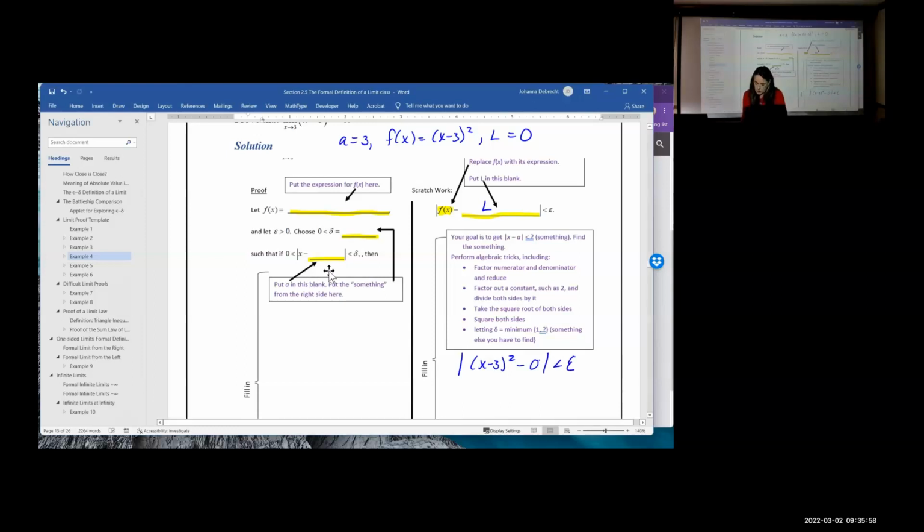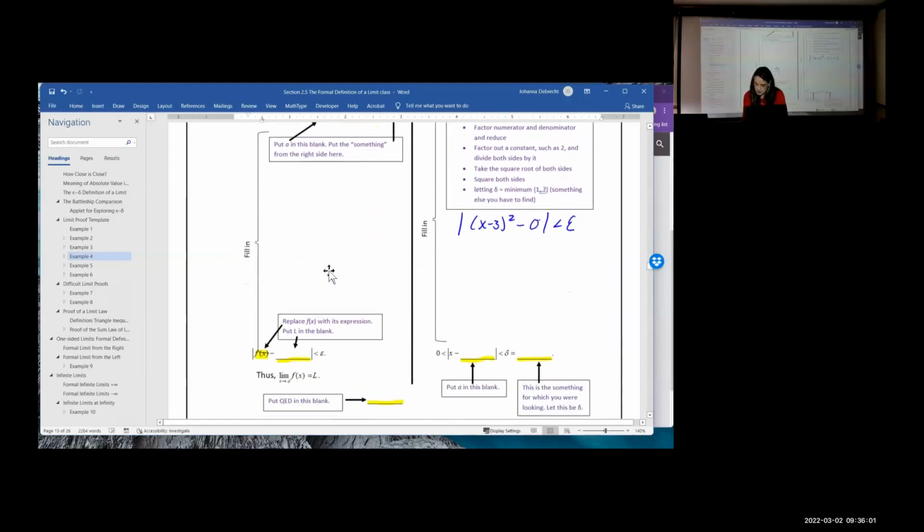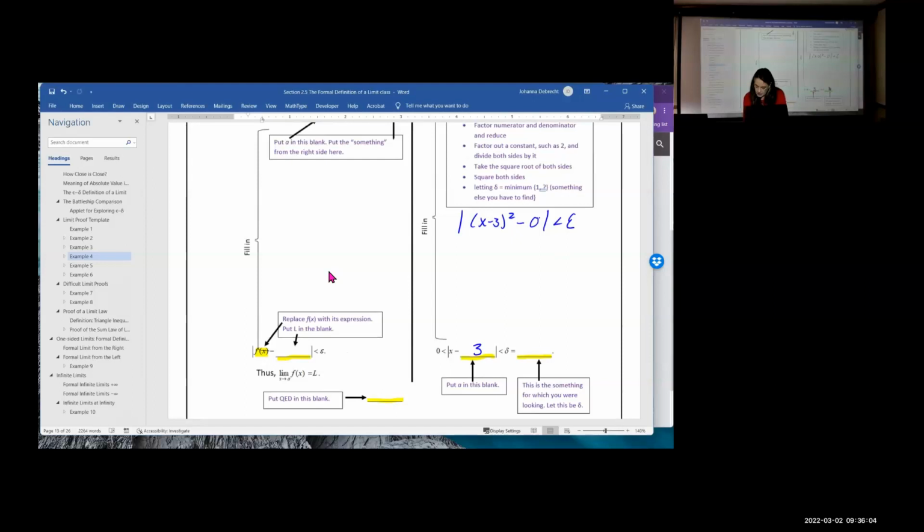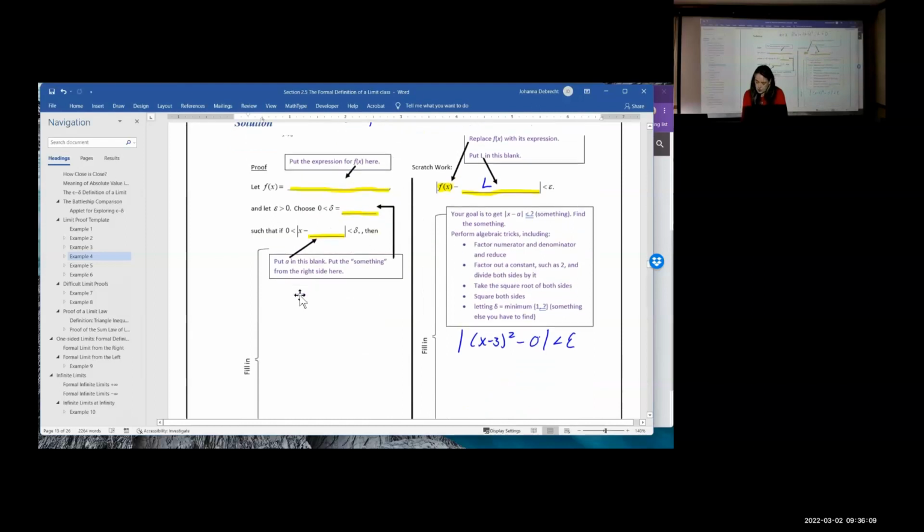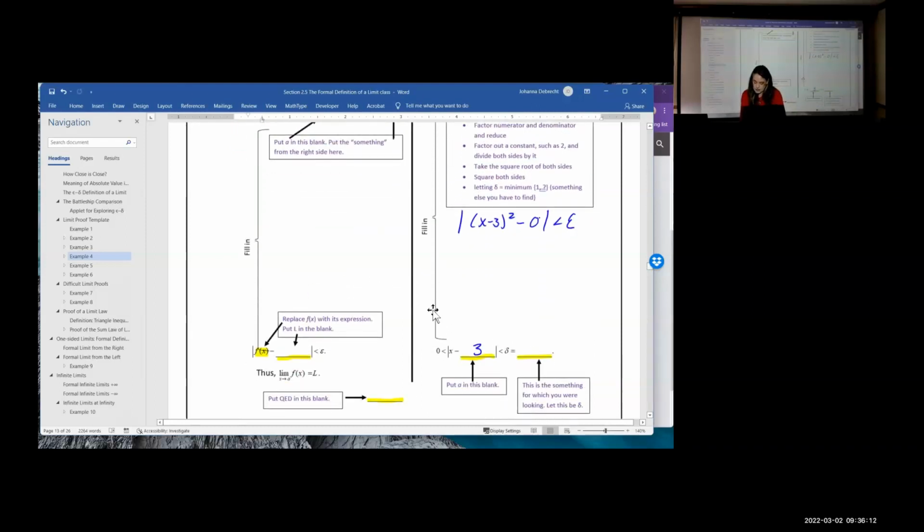The first thing, of course, is when I subtract 0, that's not going to change anything. And I'm trying to get down here to x minus 3 less than something. That's my goal, right? So how can I go from this to getting x minus 3 by itself? Well, the minus 0 I could drop, right? So then I would have absolute value of x minus 3 squared less than epsilon. I have this. I want this. So I have x minus 3 quantity squared. I want a single x minus 3.